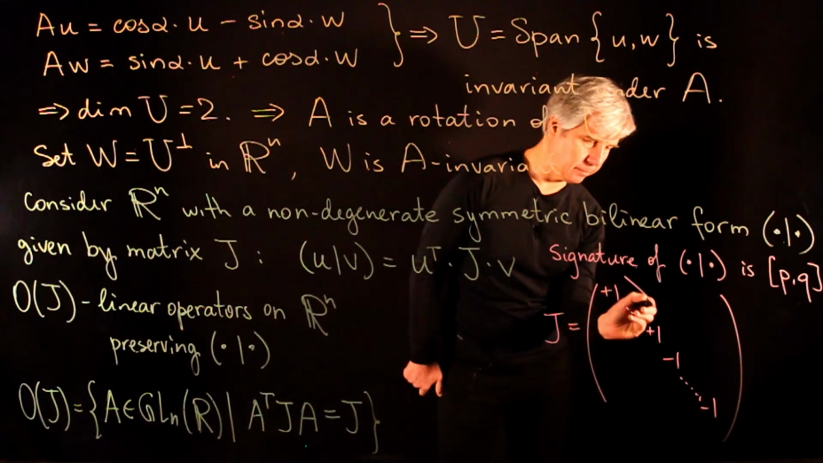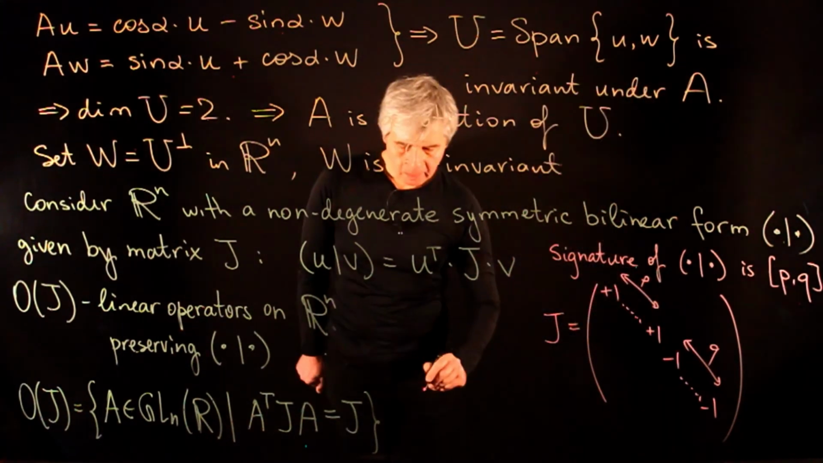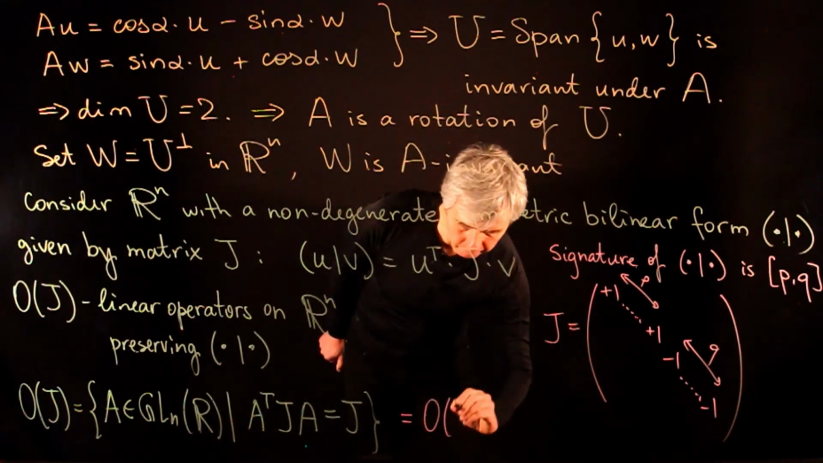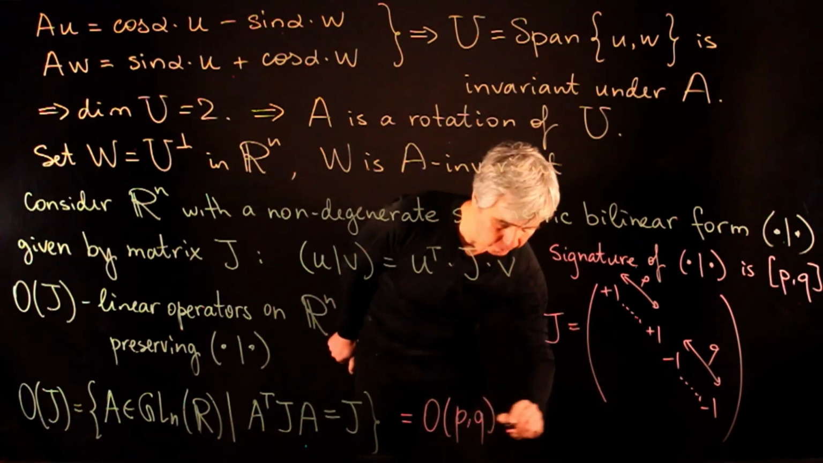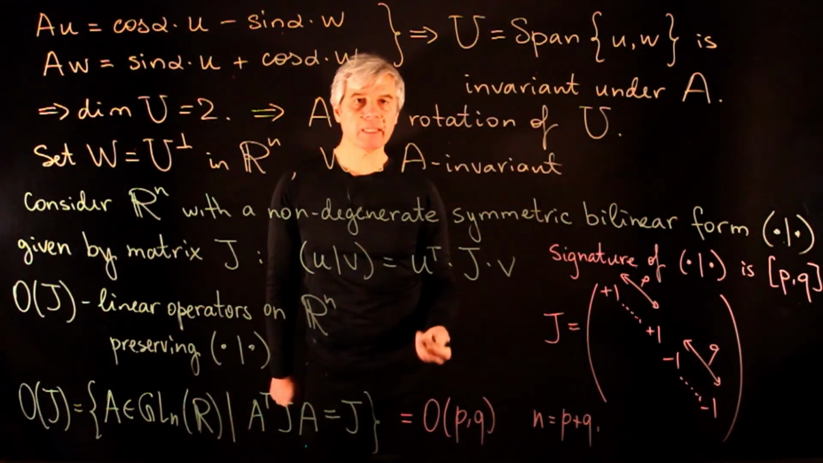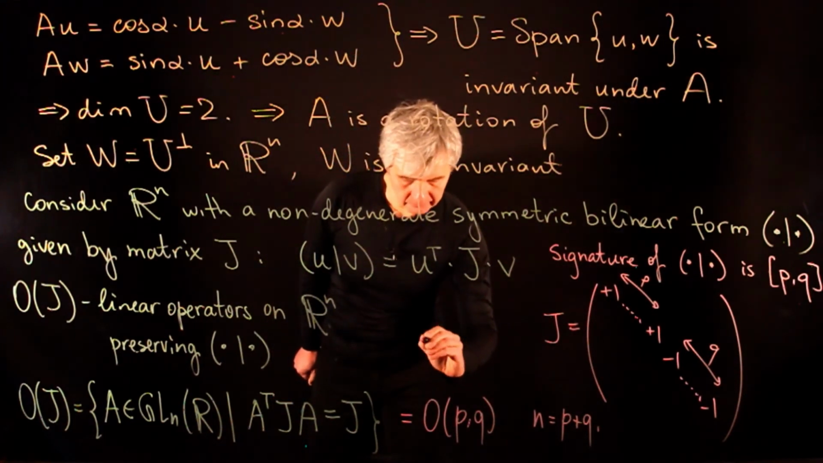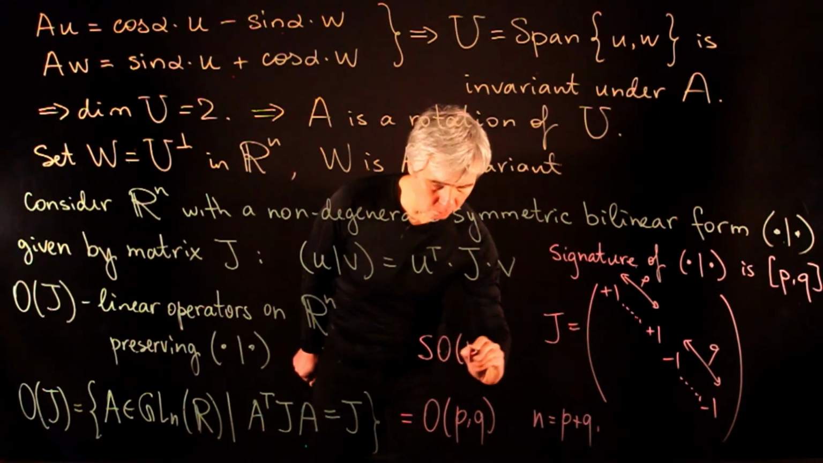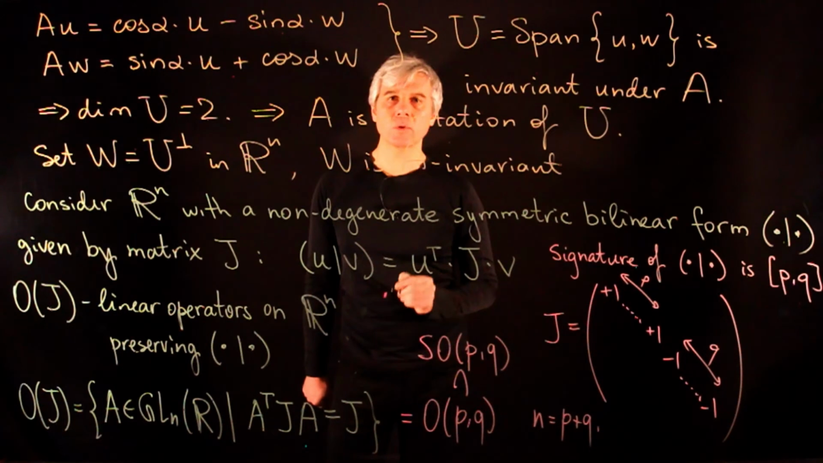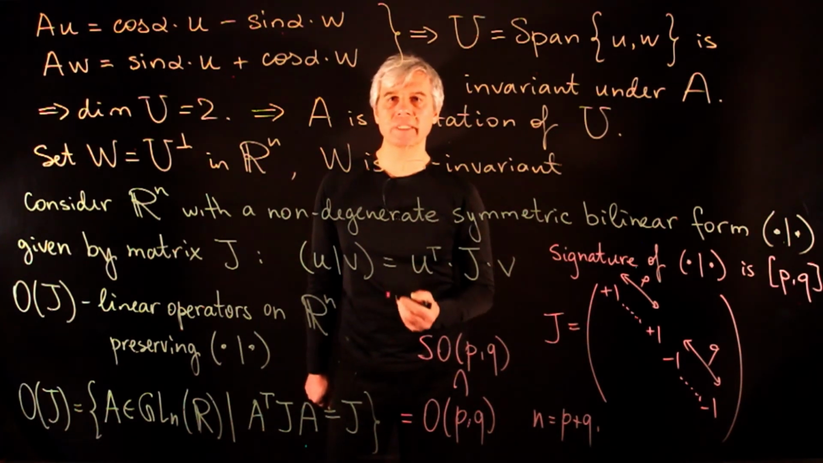So we have P of these and Q of those. Then another notation for this group will be OPQ, where N is equal to P plus Q. And by taking a subgroup of transformations with determinant 1, we also get a subgroup SOPQ as a subgroup here. Next, let us see which role matrix groups play in special relativity theory.